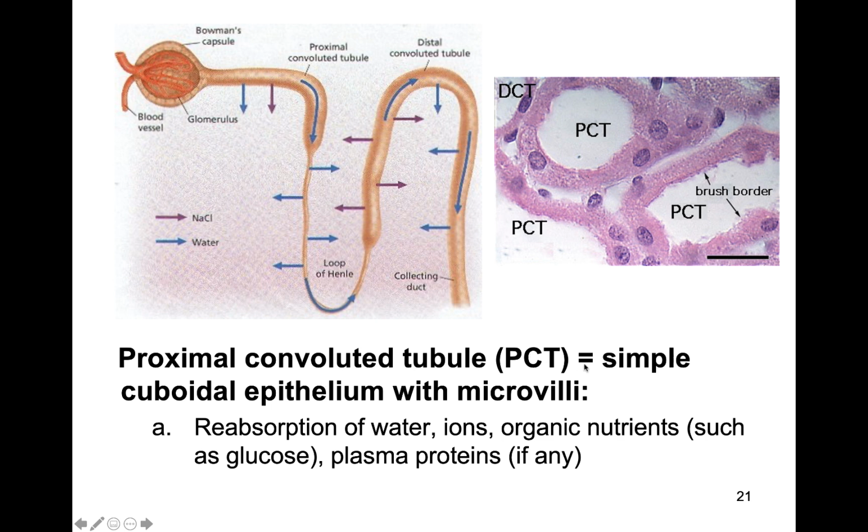Histology of proximal convoluted tubule. It's going to be made of simple cuboidal epithelium, and it's going to have microvilli to increase the surface area. And this is where reabsorption of water, ions, organic nutrients are going to happen. And I'm going to give you a little bit more on this, and we will look at each process that's taking place there. So secretion, filtration, reabsorption. The microvilli that increase the surface area are going to be located on the apical surface.